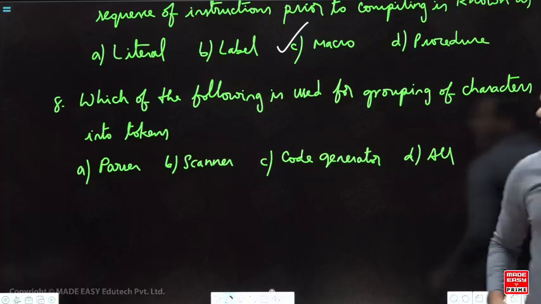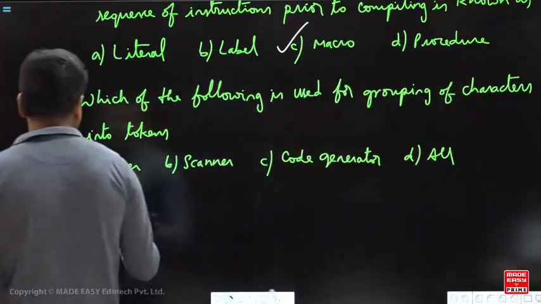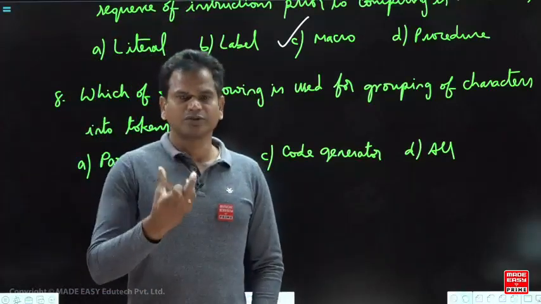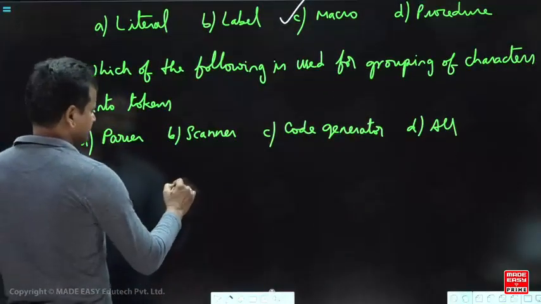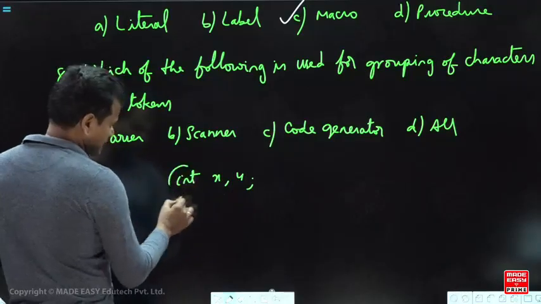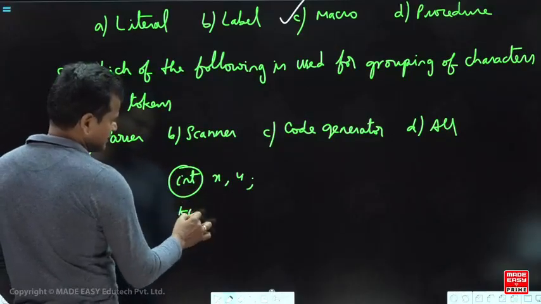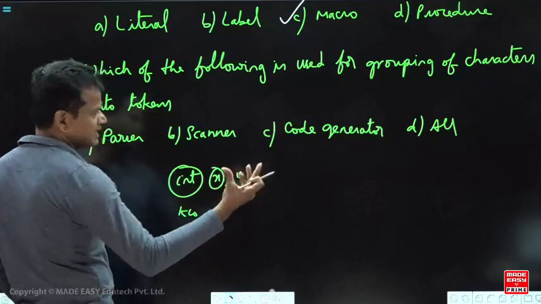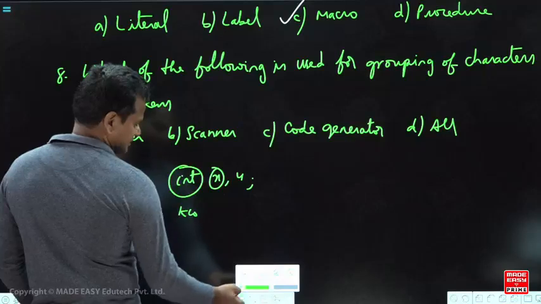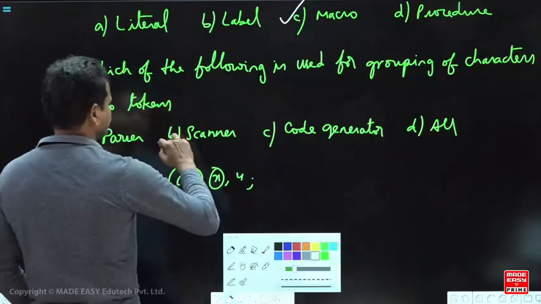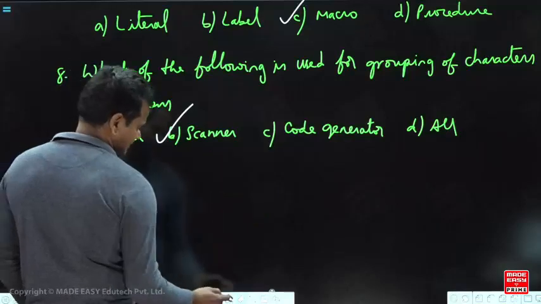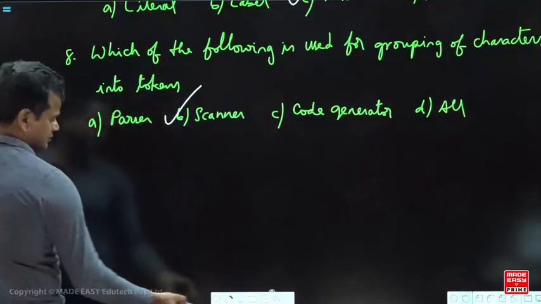So, grouping of characters into tokens. Okay, the lexical analyzer scans every character of the source code. So, for example, int x, y is there. This group of characters becomes one token, which is a keyword, and this is another token. So, grouping of characters into tokens will be done by the lexical analyzer. The other name of the lexical analyzer is scanner. Next.